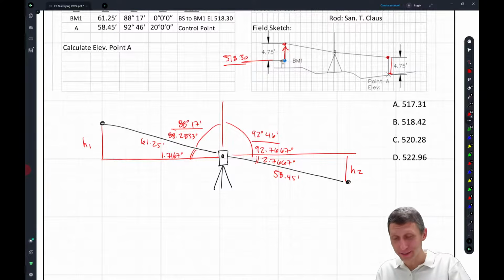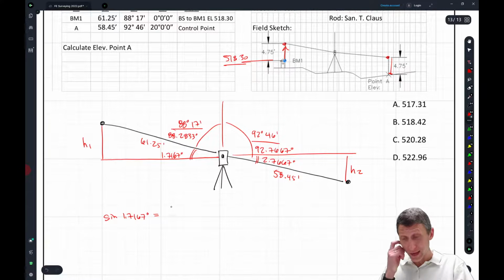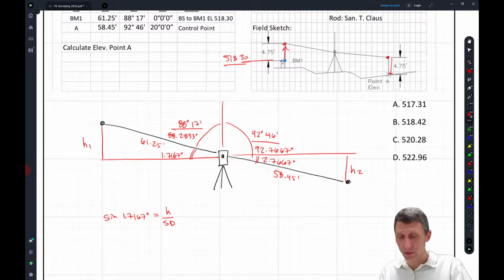Once we have that, all we need to know is the sine of 1.7167 degrees equals what? The opposite over the hypotenuse. In this case, the hypotenuse is the slope distance. So h1 over the slope distance. So what does that mean?